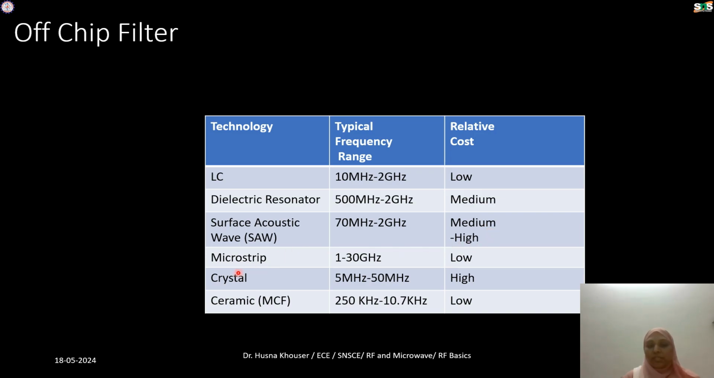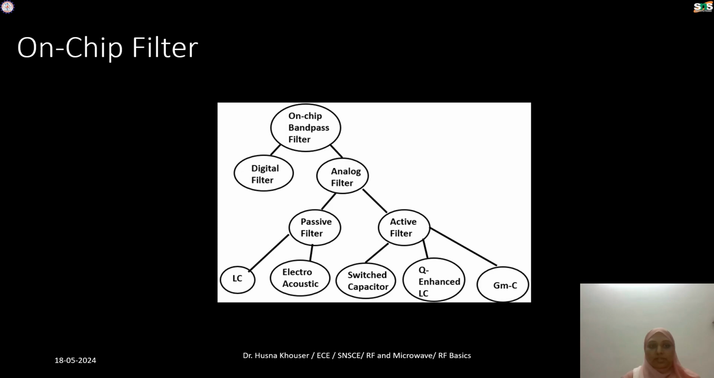Like microstrip patch, in a filter we use the microstrip filters up to high frequency, and the relative cost is also low, but we have the fabrication technologies, like printing fabrication. And next is crystal and ceramic. These are all low frequency applications, and for low frequency applications we use this type of technology for designing the filters.